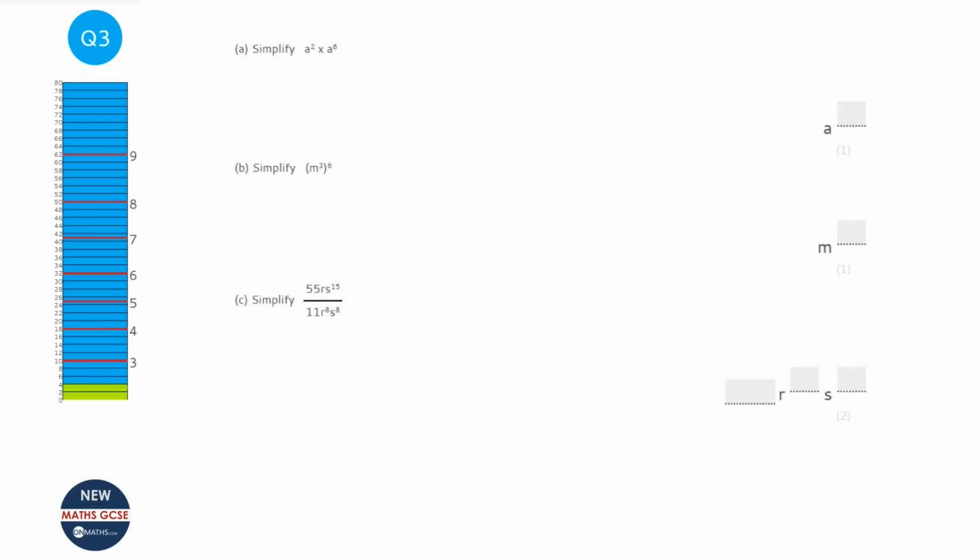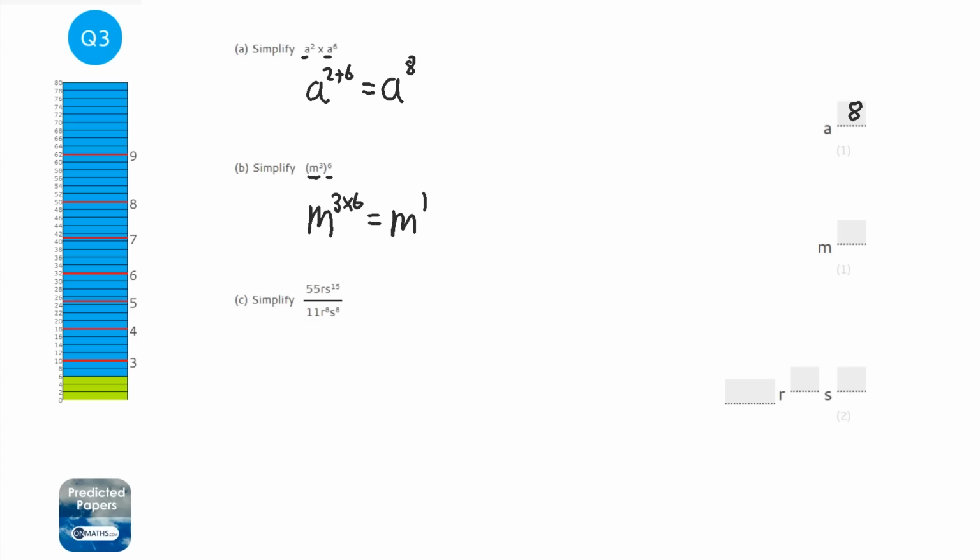These questions are just based on a few rules of indices. The first rule says that if you've got two powers with the same base, which these two do because they're both a, you add the powers. Now if you think about it, a squared is a times a, to the power of 6 is a times a times a times a times a times a. So in total we're timesing a by itself 8 times. So it's a to the power of 8. The next rule says if you've got a power inside the bracket and outside the bracket, you times them together. So it's m to the power of 3 times 6, which is m to the power of 18.